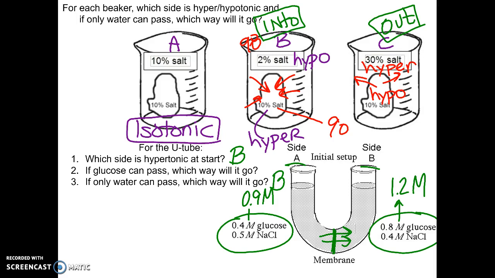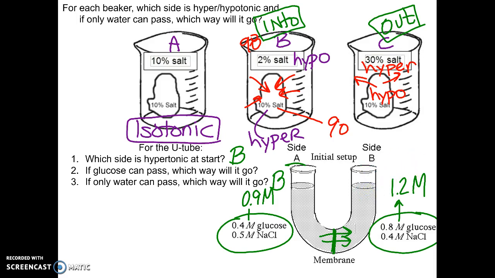Again, technically you could treat this just like percents. You can subtract from 100. It doesn't quite work the same way, but you would see that there's less water on B than A. So water's going from where there's more to where there's less. But if you just remember that water always goes towards the hypertonic side, it would never be an issue.